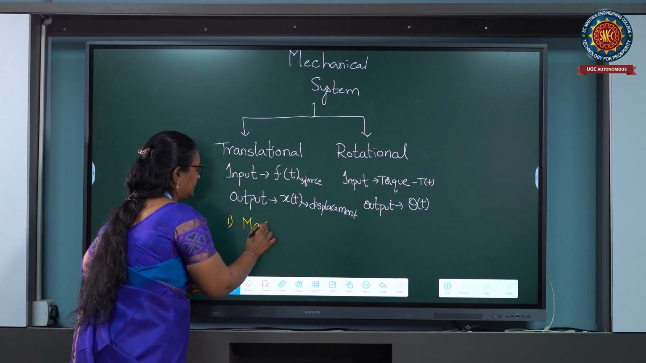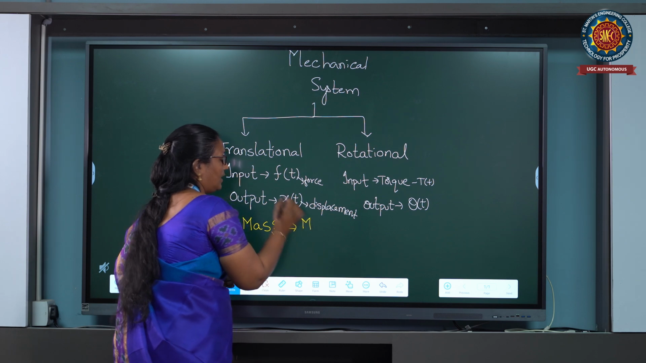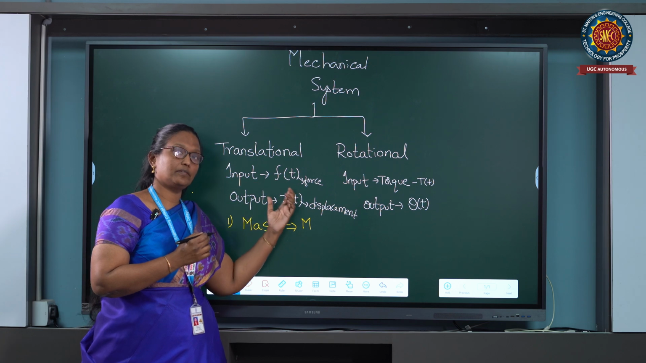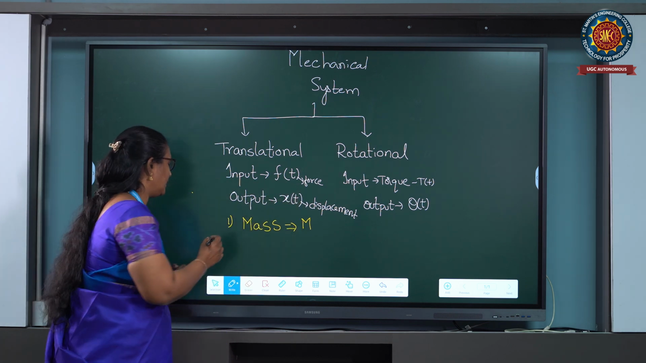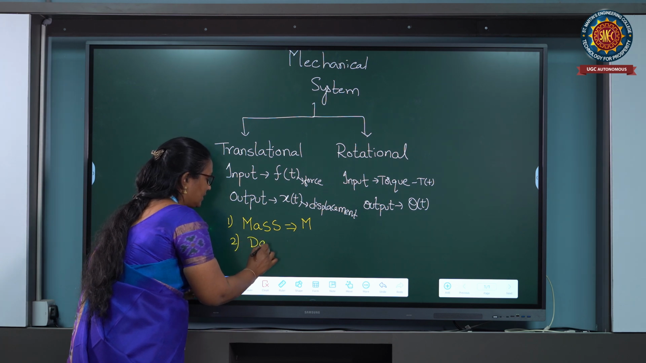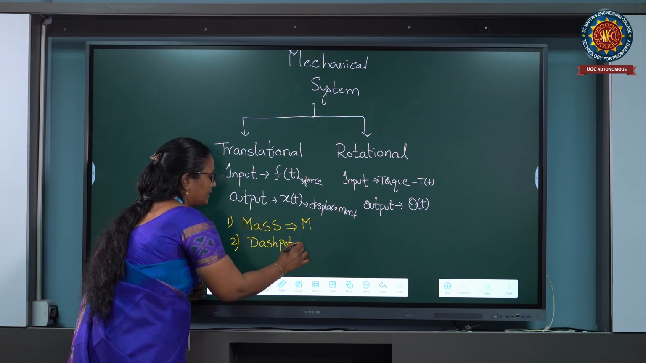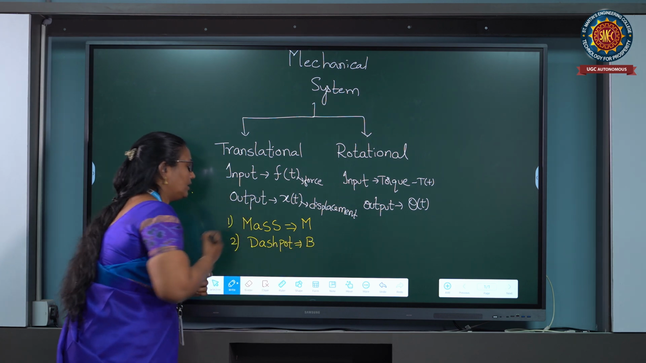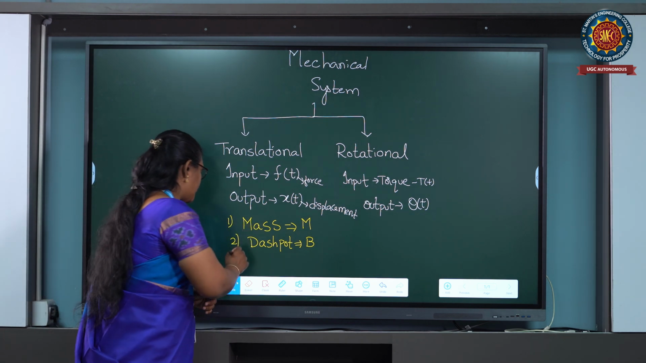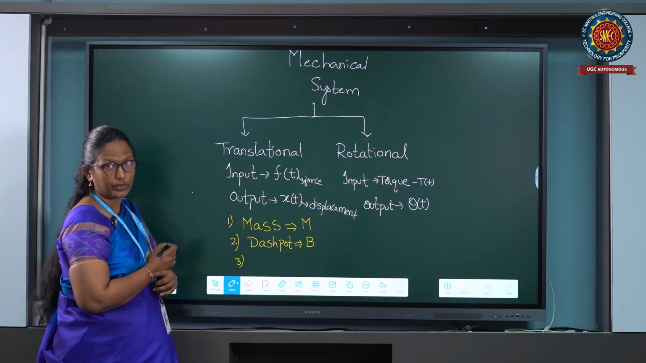How do we represent that mass element? We represent it with the capital letter M. So the mass element is the first element in our translation system. The second component we have is the damper, or in other terms the dashpot. We represent it with the dashpot coefficient, or damper coefficient, denoted by capital B. Now the third component we have is the spring constant.